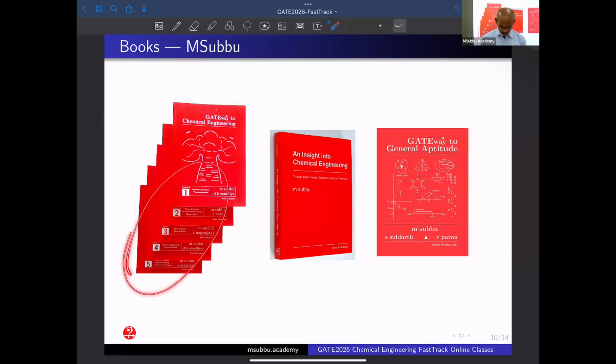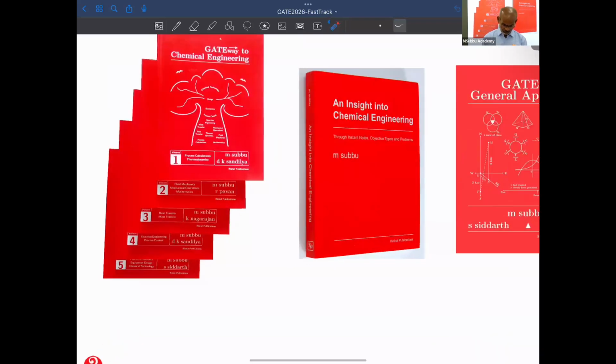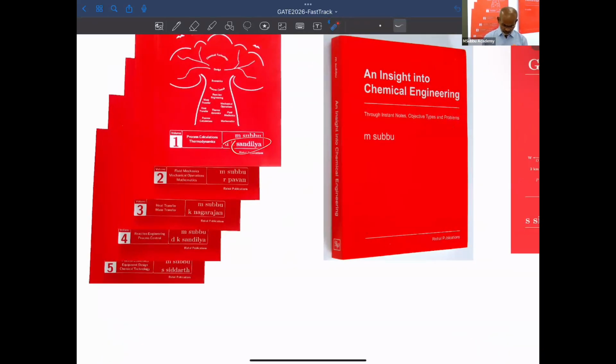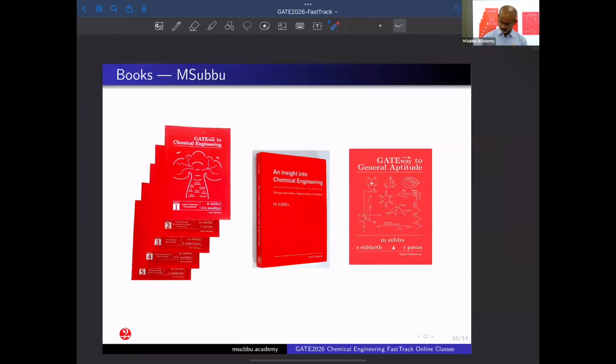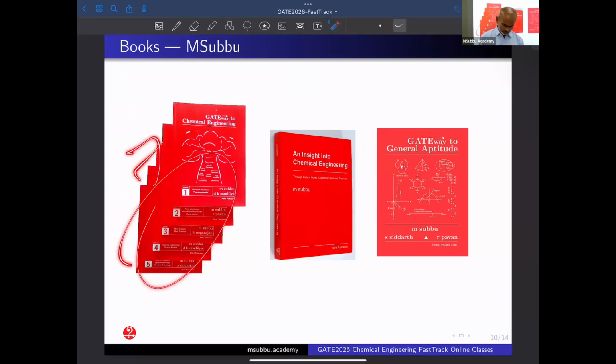So there are five volumes of the book, and another book on GATE General Aptitude. Siddharth is also a co-author for one volume, and Pavan is also a co-author here, and another two of my PhD colleagues, Sandalia and Nagarajan, also contributed to this book. Of course, about 70% of the contents are mine, and for the other 30% I took contributions. Siddharth contributed almost 90% of his volume.